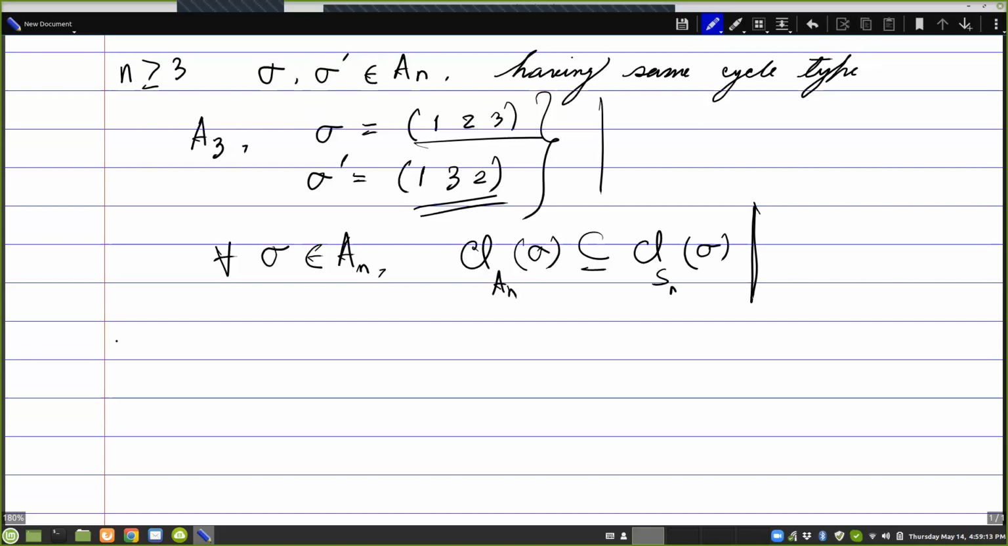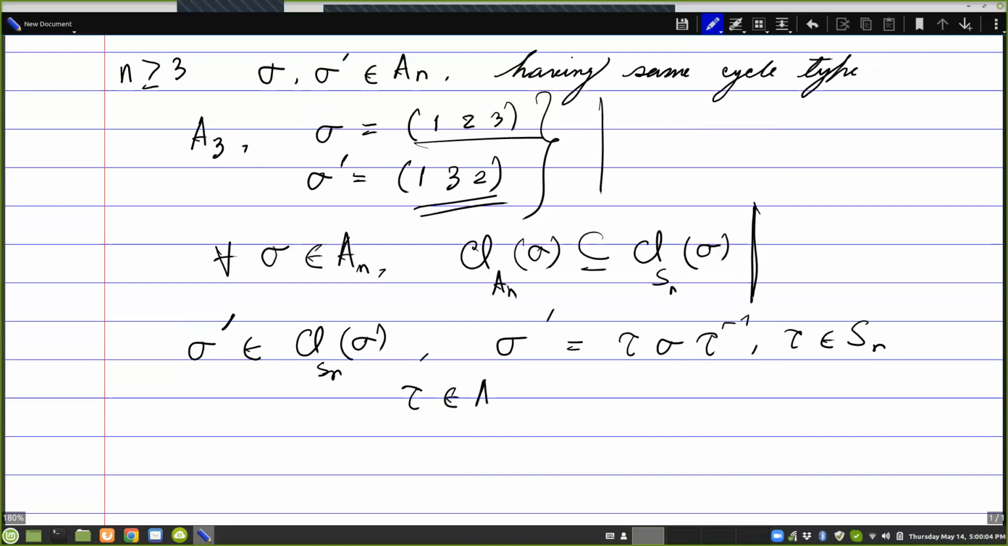So recall that, suppose sigma prime is in the conjugacy class of sigma in Sn. That means sigma prime can be written as tau sigma tau inverse for some tau in Sn. If tau happens to be from An, then certainly sigma prime lies in An, and we can say that sigma prime lies in the conjugacy class of sigma in An.